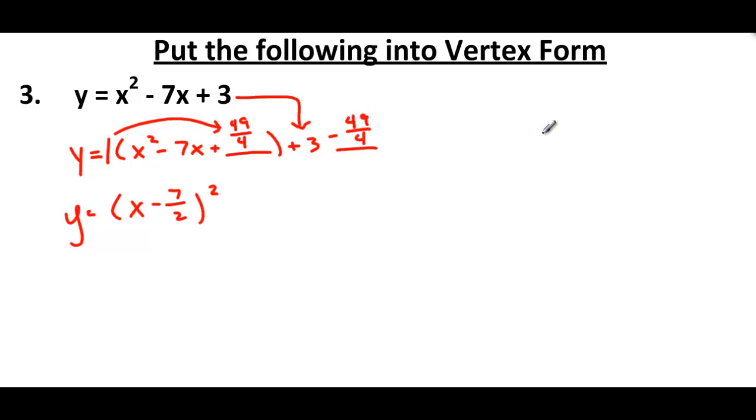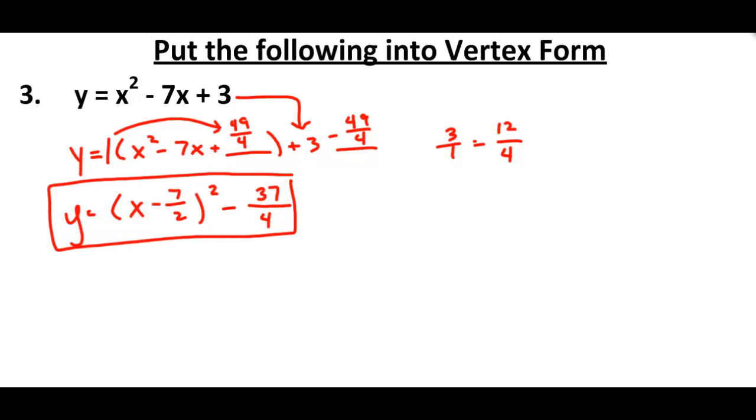Now I just have to do a little bit of algebra. Remember, 3 over 1 is equal to 12 over 4. So if I have 12 over 4 minus 49 over 4, that's 12 minus 49, which should give me a negative 37 over 4. So this would have a vertex of positive 7 halves, comma, negative 37 over 4.